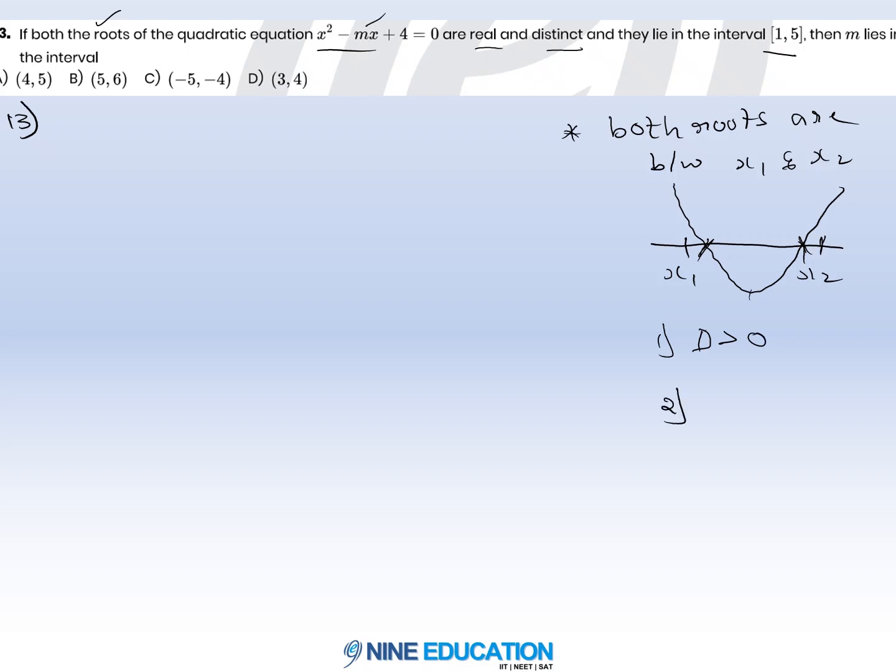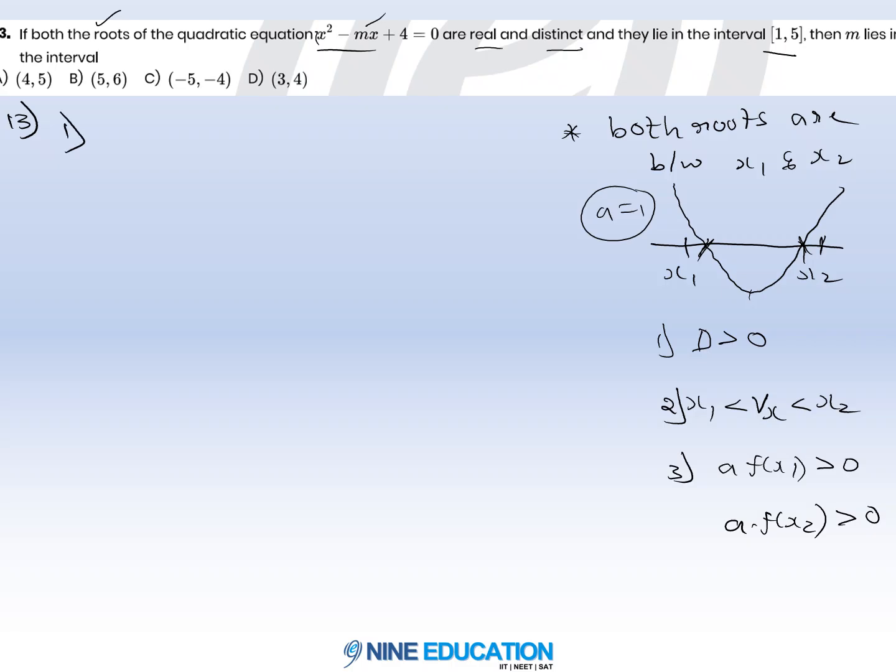And the vertex should be between x1 and x2. The vertex x coordinate should be between x1 and x2. And a into f of x1 is greater than 0. And a into f of x2 also should be greater than 0. In our case, why have we drawn it opening upwards? Because the x square coefficient is 1 in this, where a is 1. So let's apply each condition one by one.